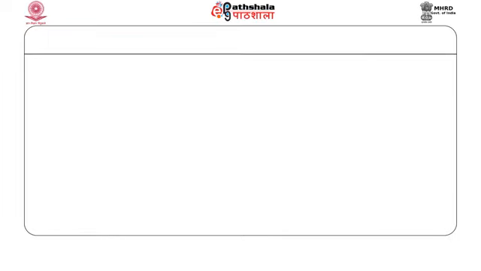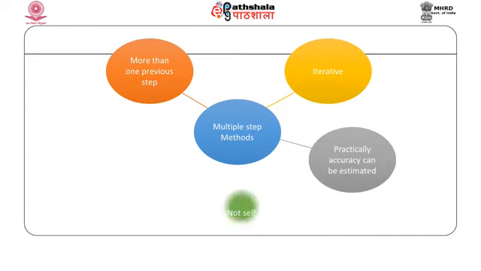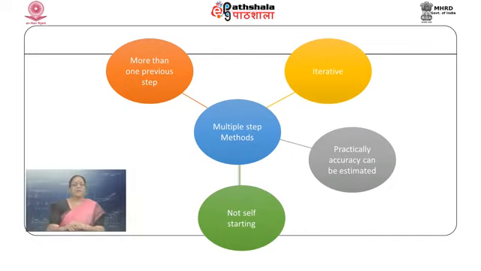The other category of numerical methods for solving differential equations are called multi-step methods. So, let us look at the characteristics of the multi-step methods. As the name suggests, they use the value of the function at more than one previous step to compute the value at the current step. And many of them, not all, but many of them are iterative in nature. And because those of them which are iterative, practically you can have an idea of how much accuracy we are achieving.